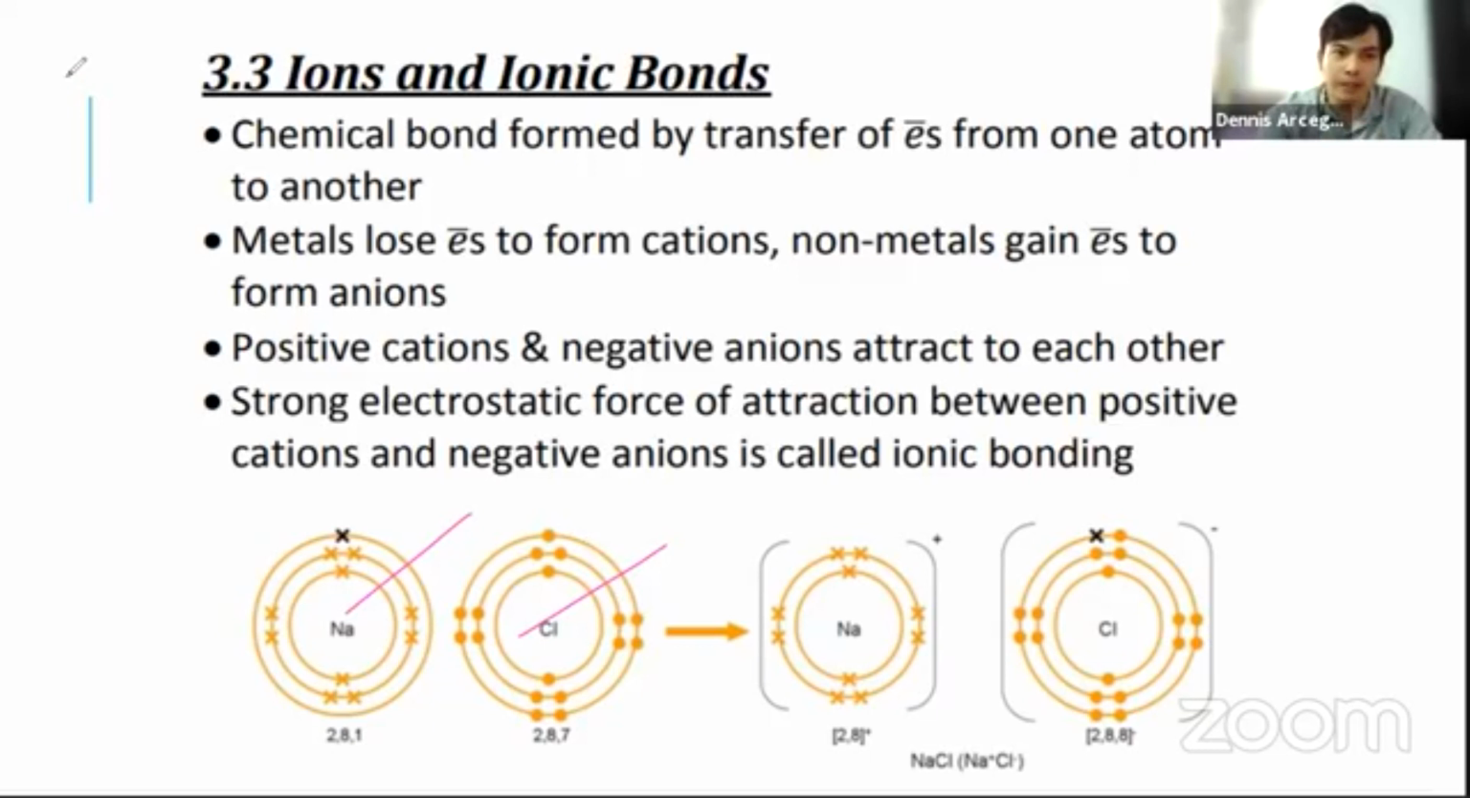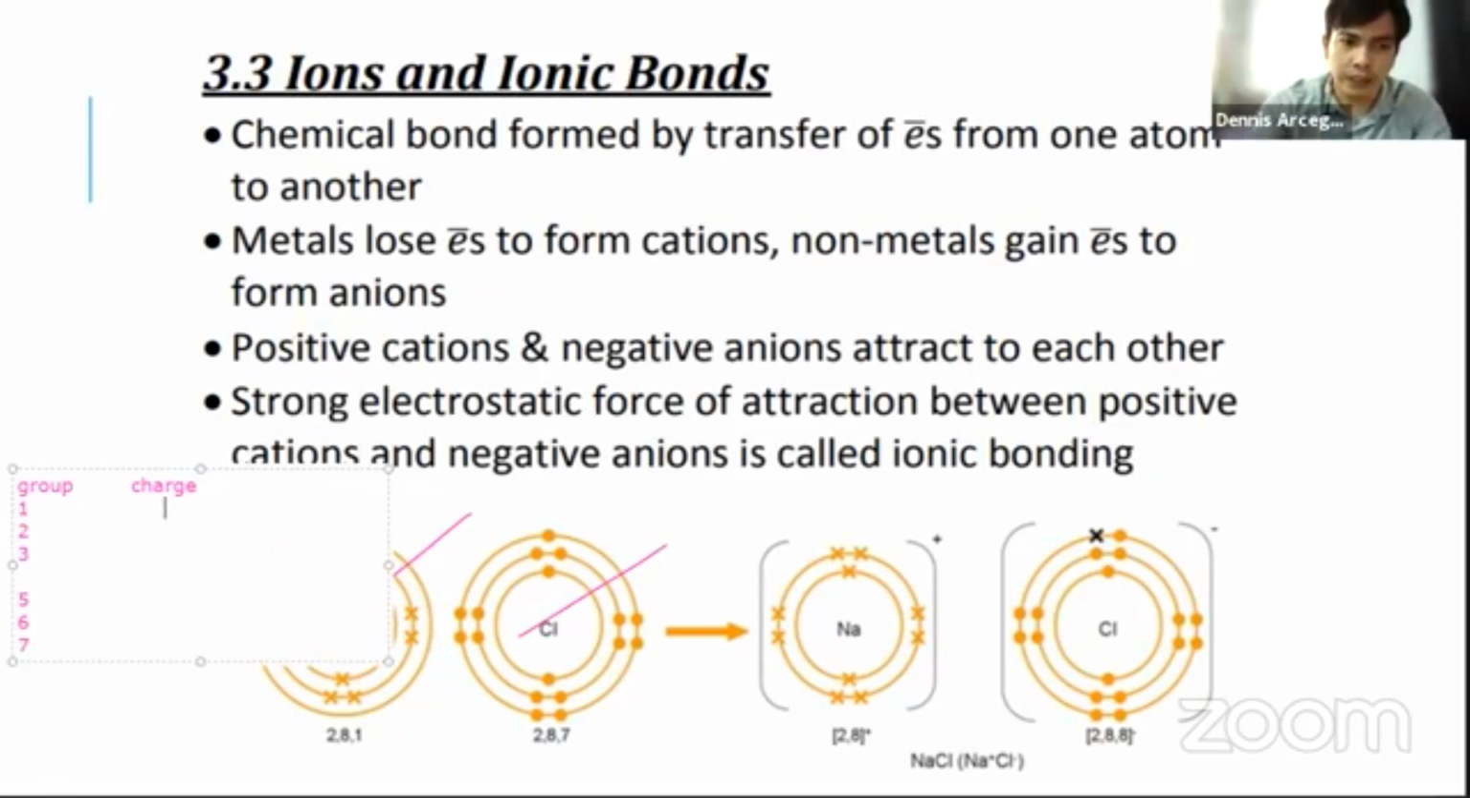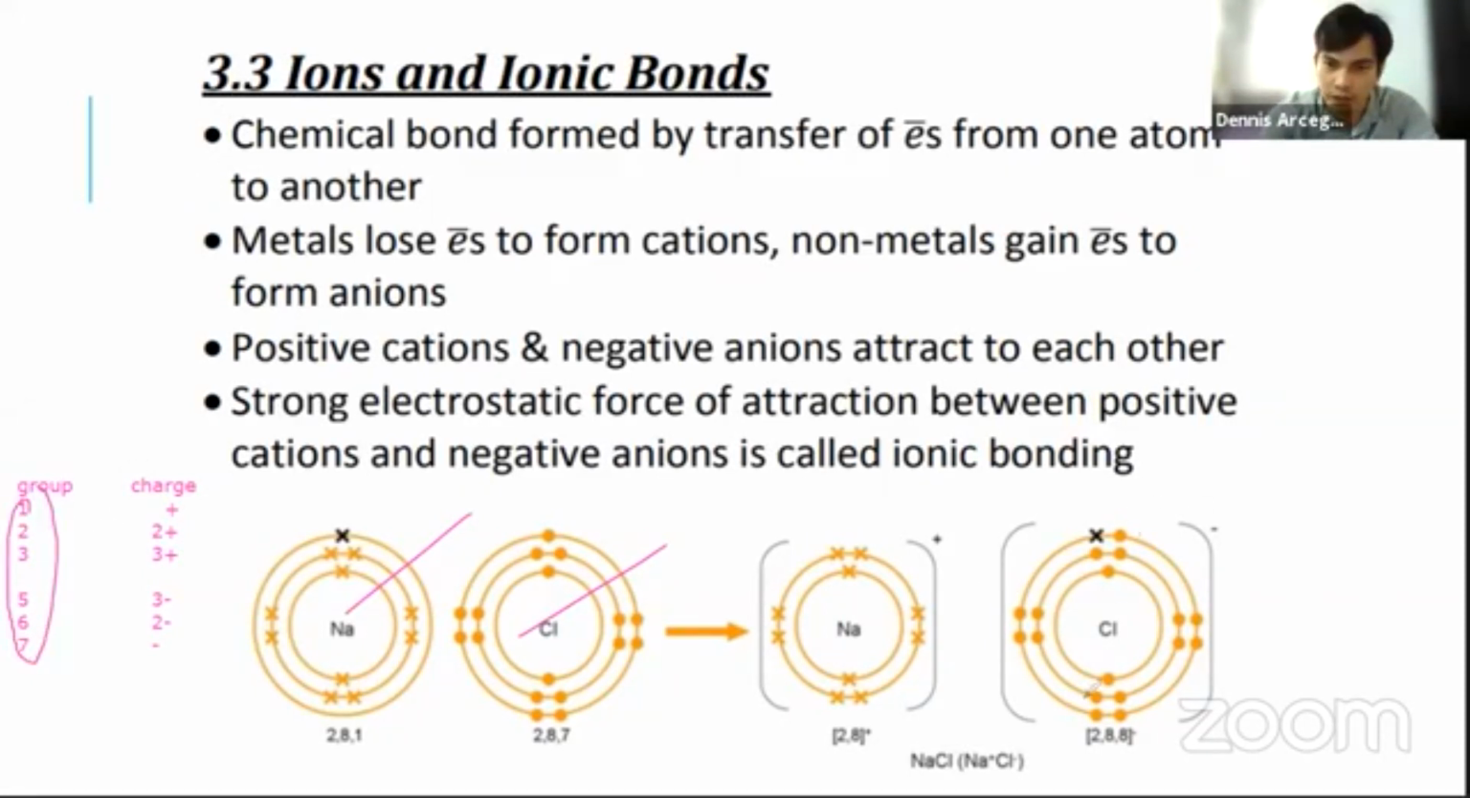You just have to remember that for elements, these are the things you have to remember here: group and then charge. Group 1, 2, 3, then 5, 6, 7. For group 1, you know the charge will be positive. For group 2, the charge will be 2 plus. You have the periodic table, so you can easily analyze this. Group 3 is 3 plus. Group 5 is 3 minus. Group 6 is 2 minus. Then group 7 is 1 minus. And this number represents the number of electrons in the outer shell.